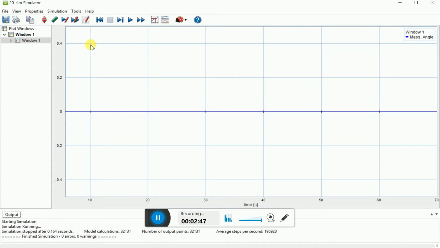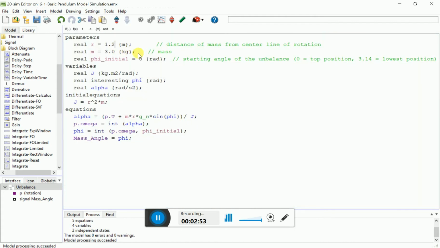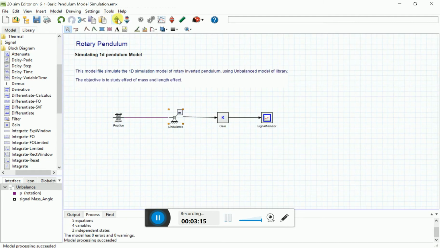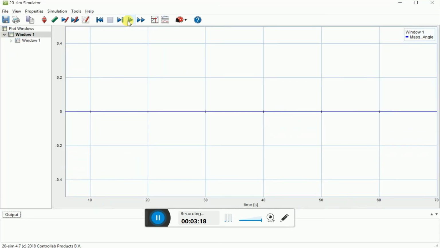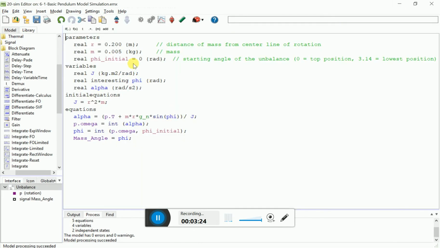So here you can see the output is 0. So maybe I just change some configuration. Like in unbalanced, I can specify the length in meters. So start with 200 millimeters, and the mass being something very low value, 50 grams. Okay. Now let's start simulating it. So you don't see any output still coming. That's because we have not told it the initial angle.